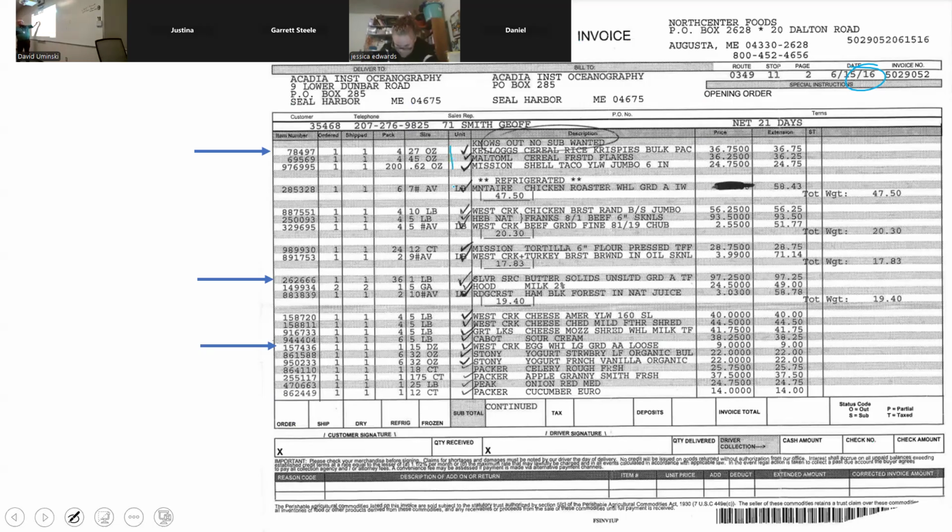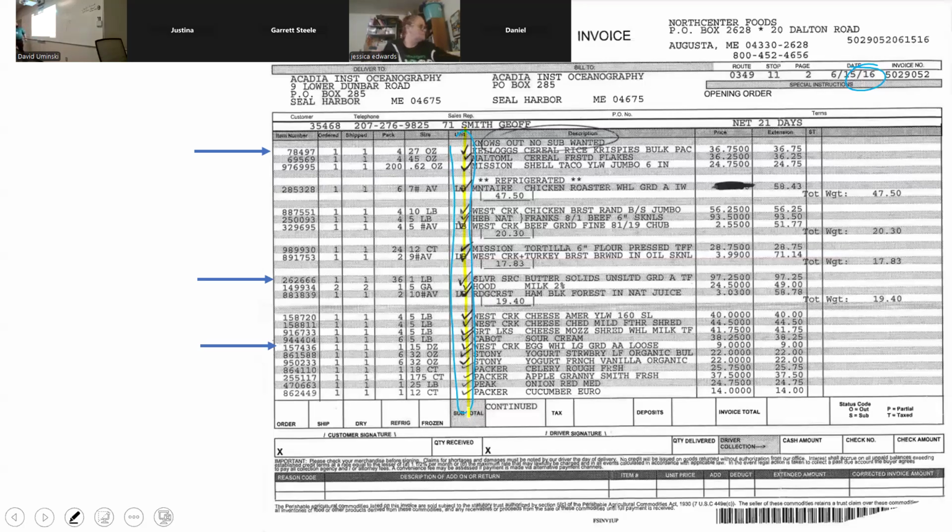What do you think all these check marks are right here? Yeah, that I've actually received it, right? I've checked it off my list. So we'll talk about that when we talk about the receiving portion of the purchasing cycle. It means that I've actually received the product. Let me highlight, maybe that'll be easier to see.